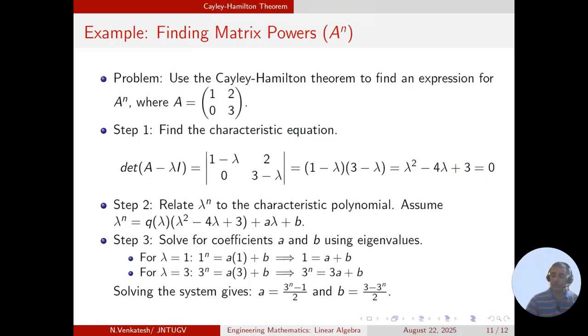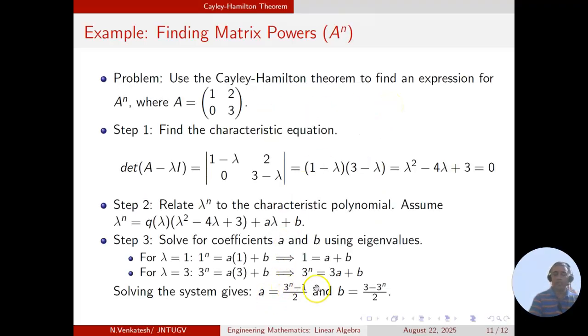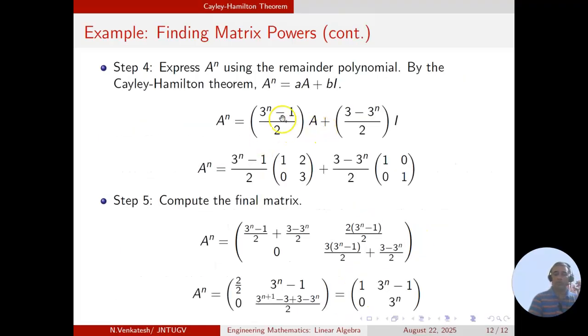Now in place of lambda square, you can substitute 4 lambda minus 3. From that, you can get some linear form, something like the a lambda plus b form. So if you do the transformation n times, you are going to get the same form, that is a into A plus b into I, where we have calculated a and b. a is (3 power n minus 1) by 2 and b is (3 minus 3 power n) by 2. If you substitute those, you will get the matrix for A power n.